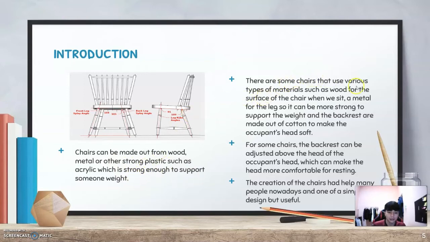There are some chairs that use various types of materials, such as wood for the surface of the chair where we sit, metal for the legs so they are stronger to support the weight, and the backrests are made out of cotton to make the occupant's head soft. For some chairs, the backrest can be adjusted above the occupant's head, which makes the head more comfortable for resting. The creation of chairs has helped many people nowadays, and it is a simple design but useful.